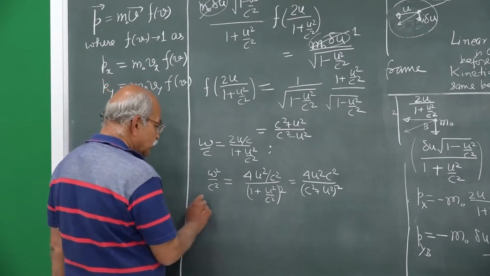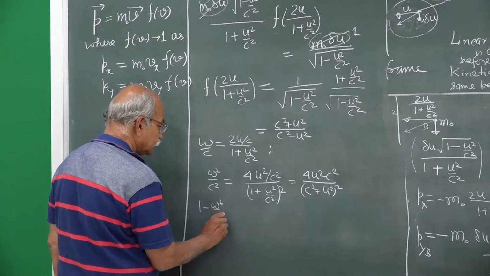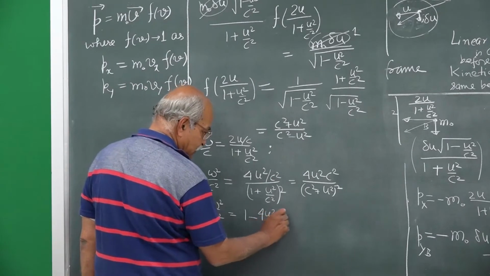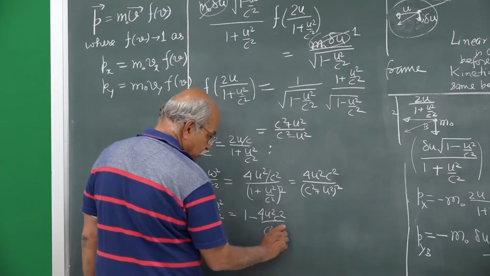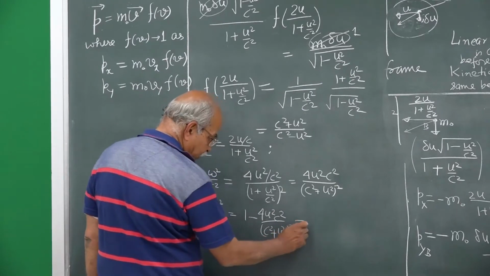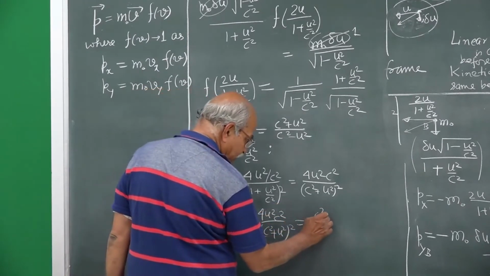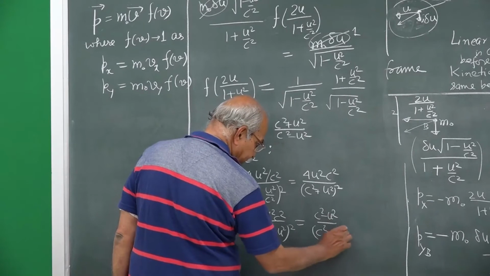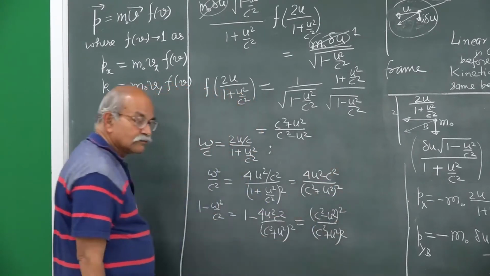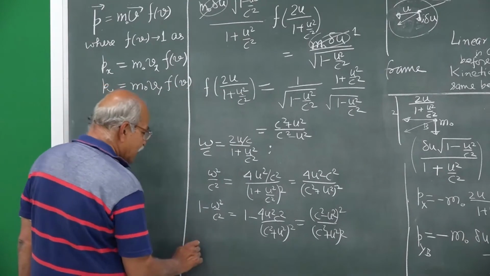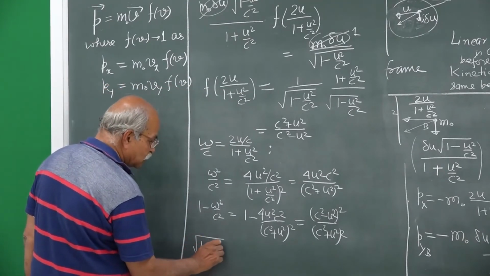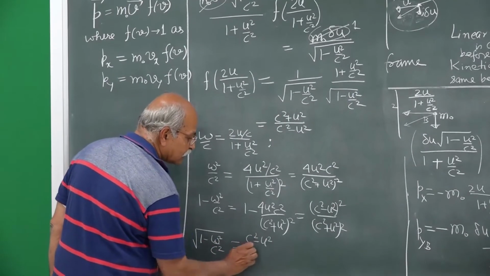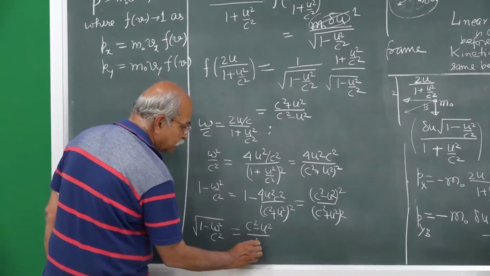What is 1 minus w square by c square? It is 1 minus this. So, 1 minus 4 u square c square divided by c square plus u square whole square, and this minus this is c square minus u square, divided by c square plus u square whole square. So, what is square root of 1 minus w square by c square? It is c square minus u square divided by c square plus u square.